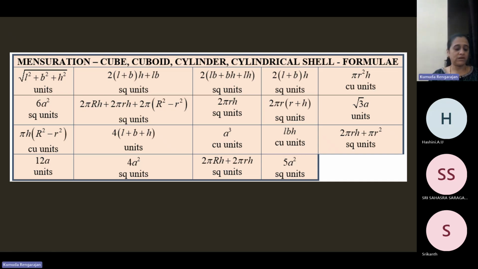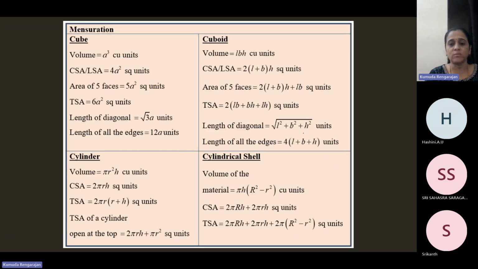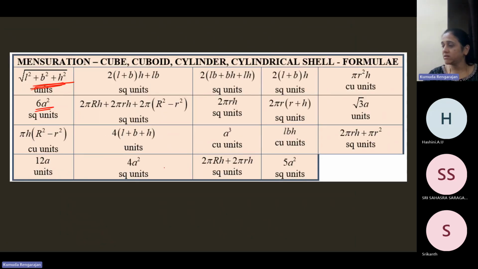So these are the different formulae we have in mensuration. I've just mixed them here. So what is this? Length of the diagonal of a cuboid. I've just written everything together, all these formulae put together, so this is for that activity.